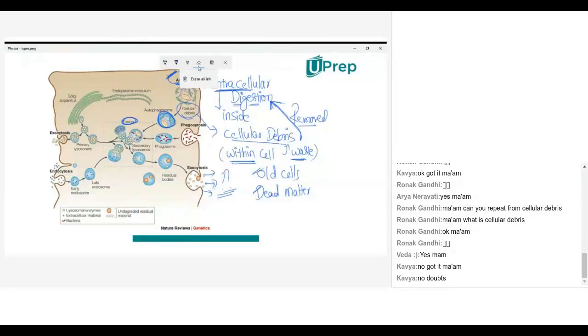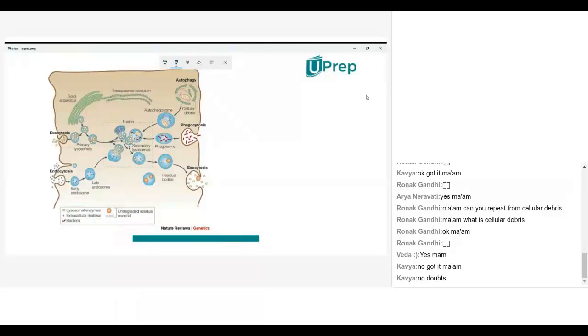Familiar. We'll get into the second function, the first function of lysosomes. So we are discussing lysosome functions. The first function of lysosomes is digestion, either intracellular or extracellular. So far we discussed that.